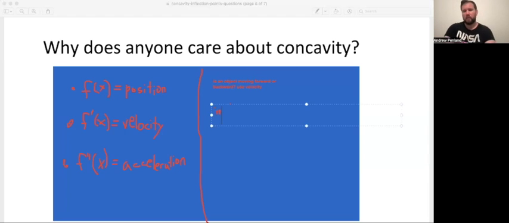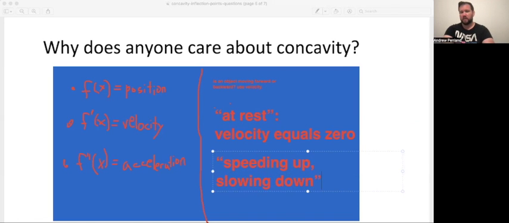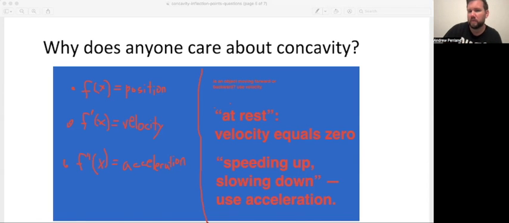But if you're trying to determine when an object is speeding up or slowing down, that is the second derivative. I'm sorry, that is the second derivative, that is acceleration. And so concave up on a curve corresponds to speeding up, concave down corresponds to slowing down.